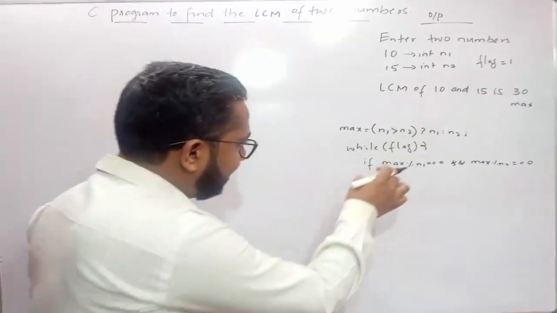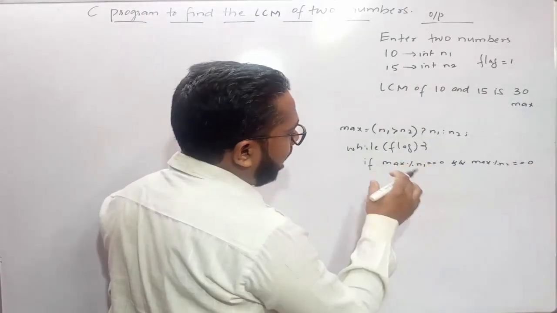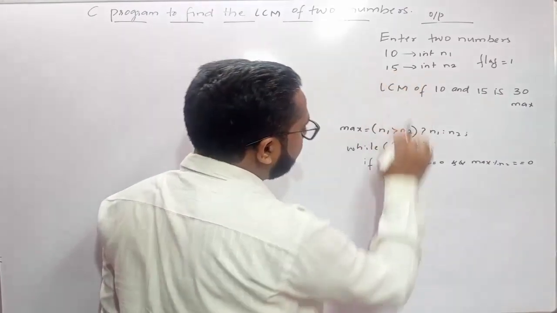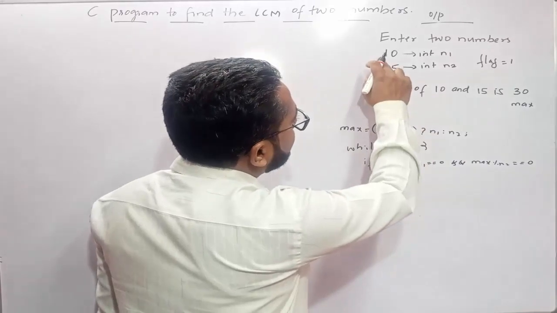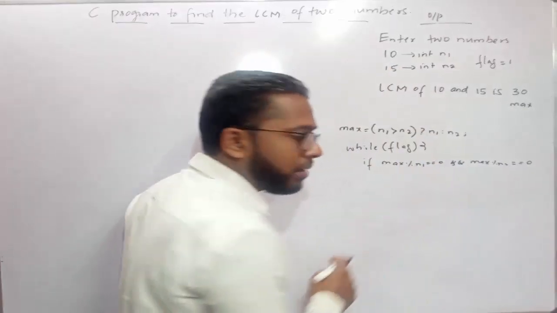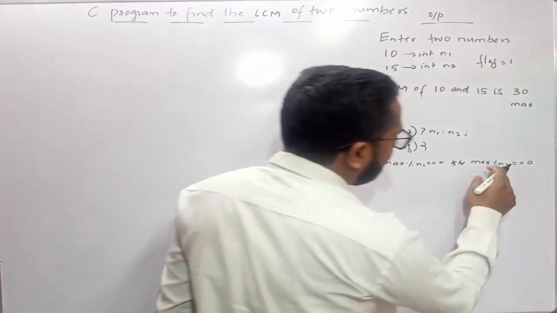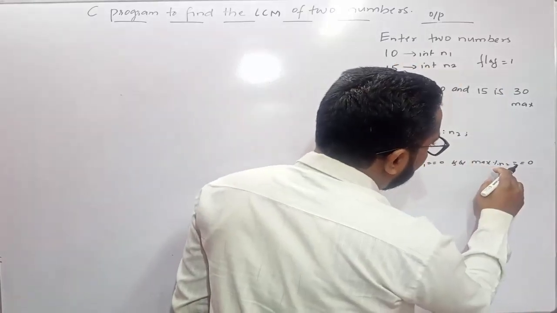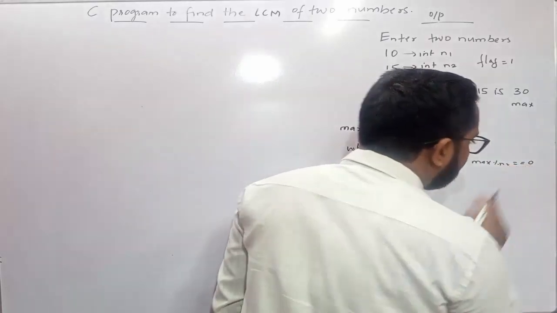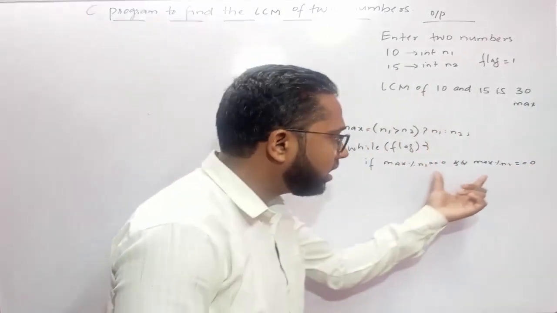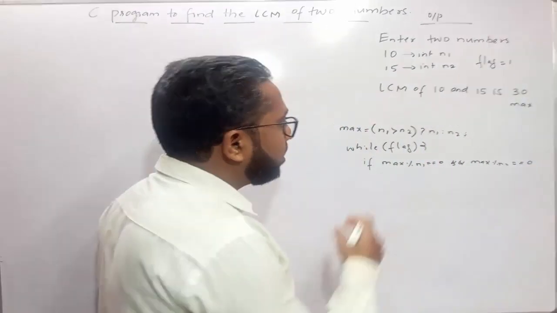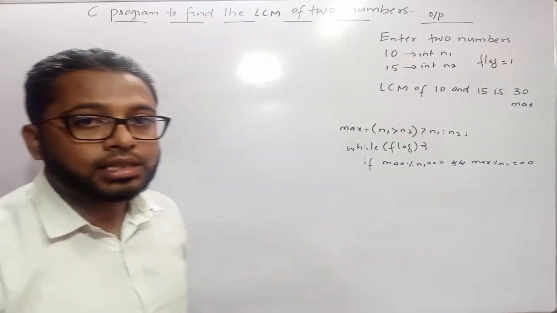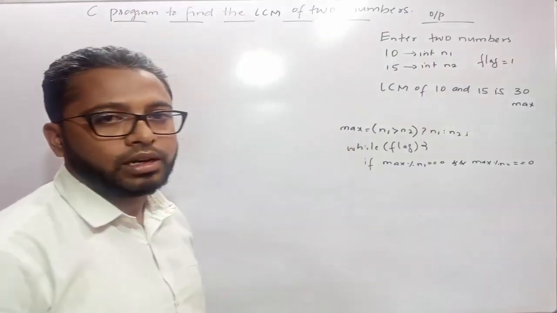In this if condition we are checking, after performing the mod operation on the max value, which is 15, with the n1 value, which is 10, if we get 0 as the remainder, and after performing the modulus operation on the max, which is 15, with n2, that is 15, if we get 0 as the remainder. If both of these conditions become true, then we will consider the maximum value as the LCM of these two numbers.